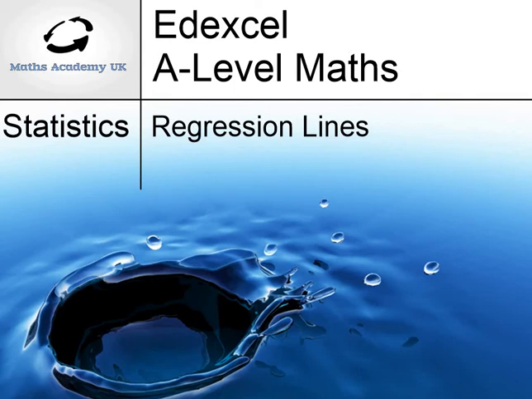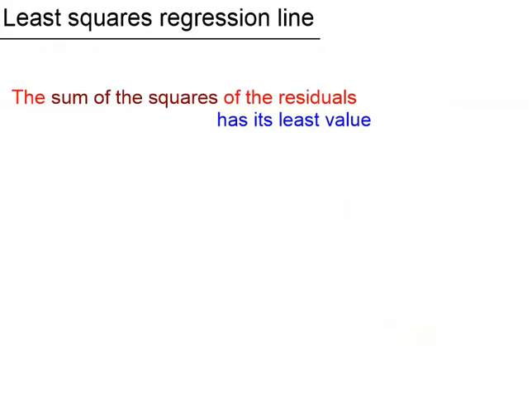Regression lines. The least squares regression line is the full name given to the regression line, and it represents this, where the sum of the squares of the residuals has its least value. So let's investigate what this means.